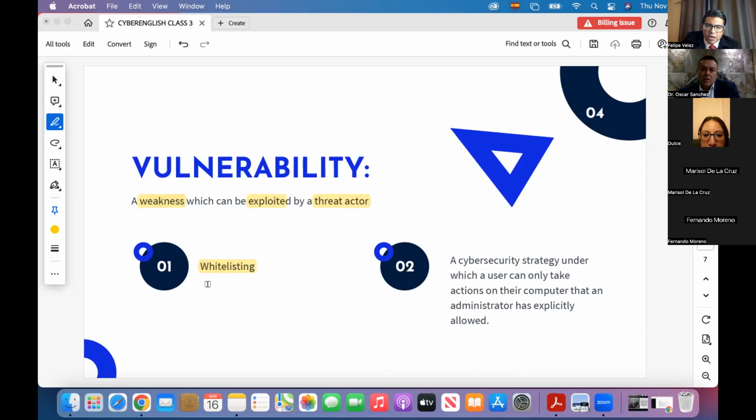Whitelisting. Now let's understand what is whitelisting. Whitelisting is another strategy, but it's white. So we divide the word: white, listing. I know they're together here, but we pronounce them separately. Okay? Again, repeat after me, Oscar. Vulnerability, a weakness which can be exploited by a threat actor. Very good. Excellent pronunciation.